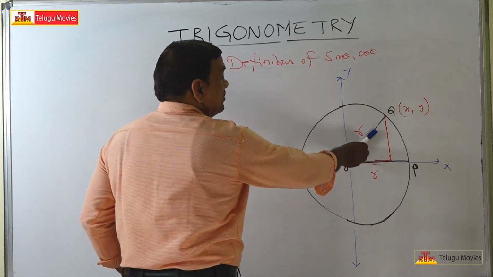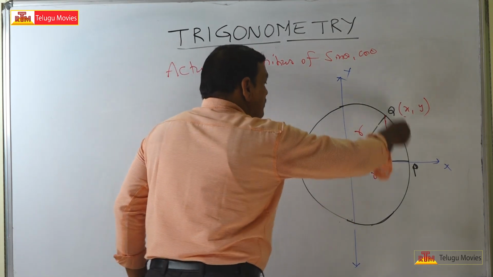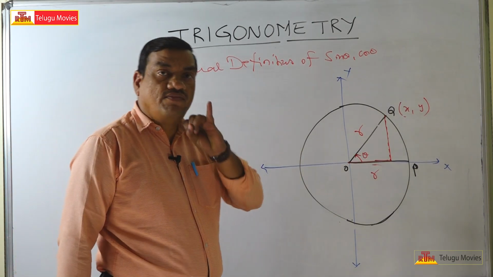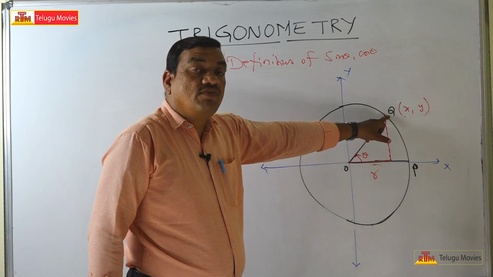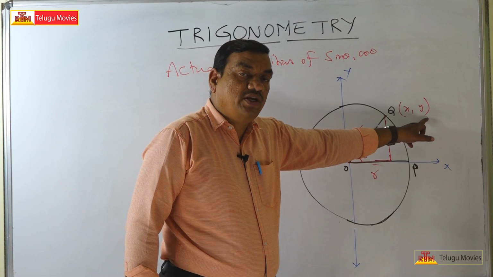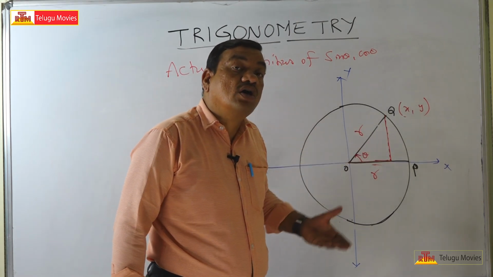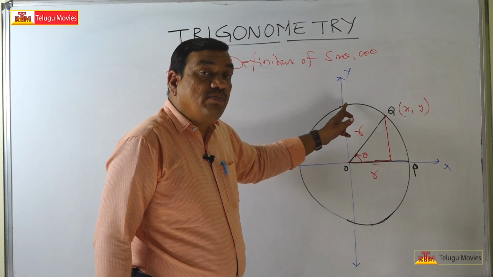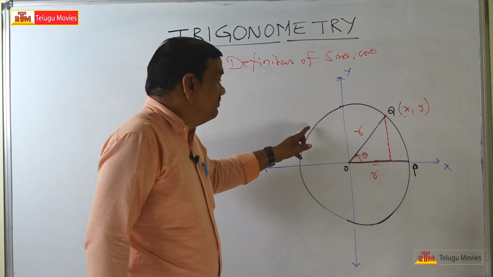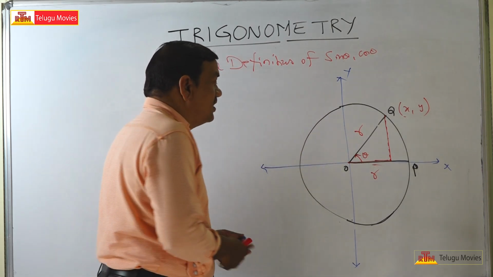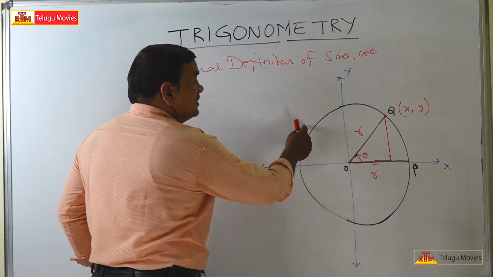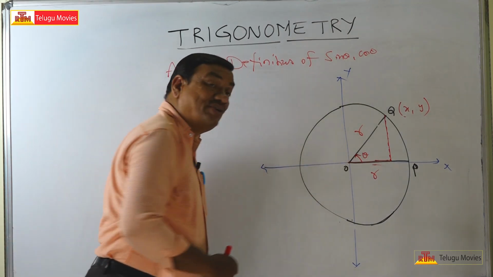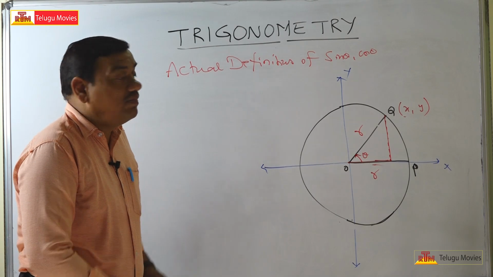As OQ rotates, first our consideration is the anti-clockwise direction. What are the things that will change? The first one is the coordinates of Q. X coordinate will change, Y coordinate will change. If it is in the first quadrant, both are positive. If Q comes here, the X coordinate will become 0 and Y coordinate is positive. If Q comes in the second quadrant, X will be negative, Y will be positive. And if Q is on the negative x-axis, x will be negative.